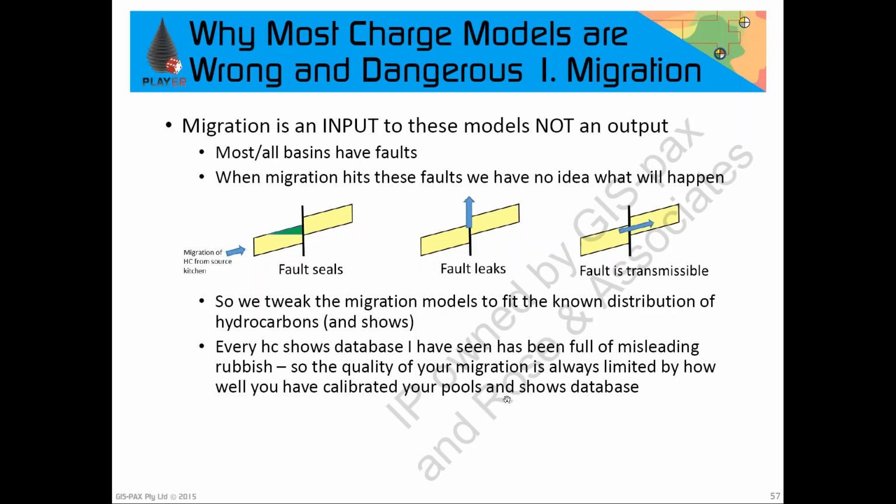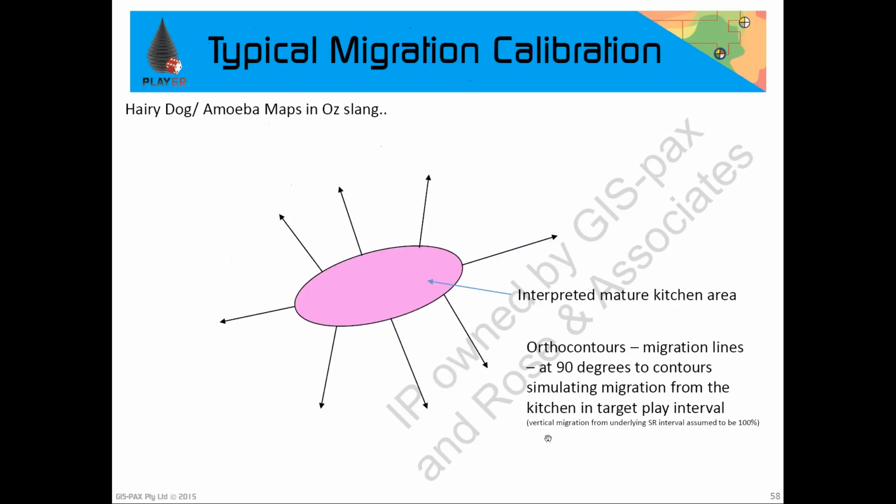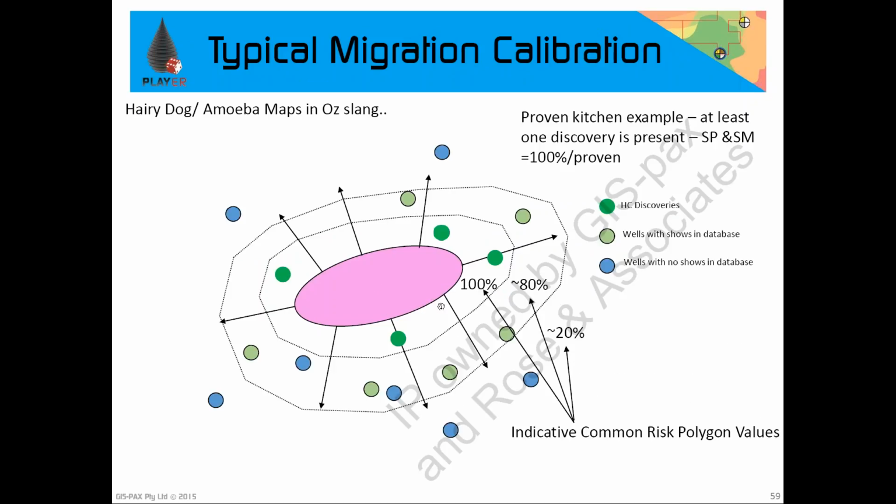And in many cases, what people use is full of rubbish for lots of reasons which are obvious to many people. So if I take a theoretical example here, I have a source kitchen, and I'm going to migrate laterally away from there. If I put in a few discoveries and some wells with shows and some dry wells, what the charge modeler will do is put a bucket around the fields, and then they'll have some wells with shows, and then they'll have wells that are dry.